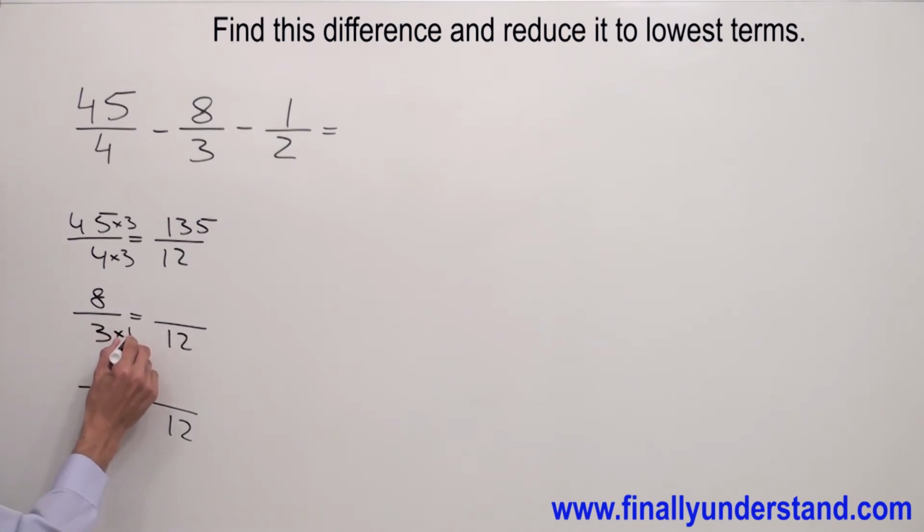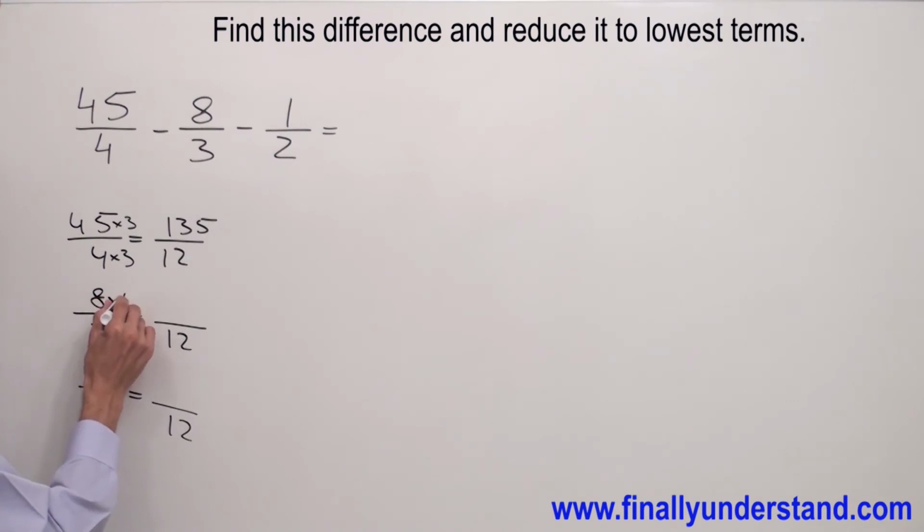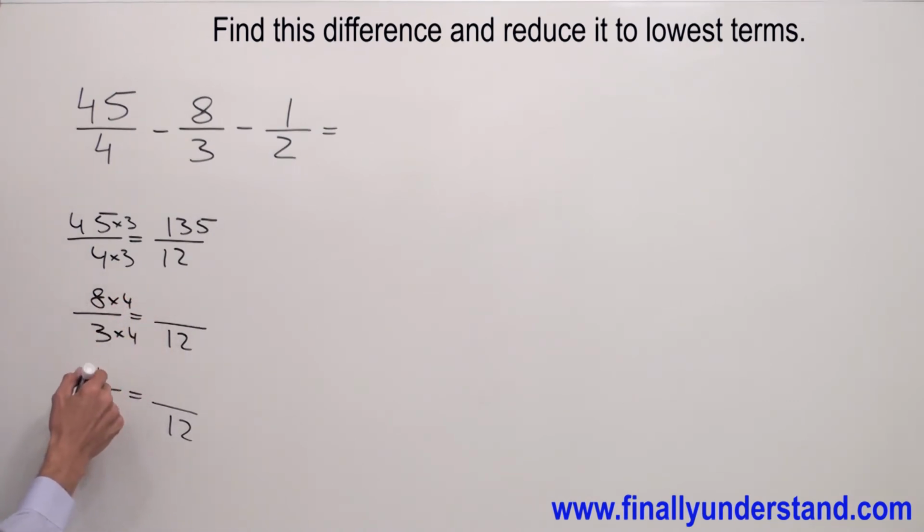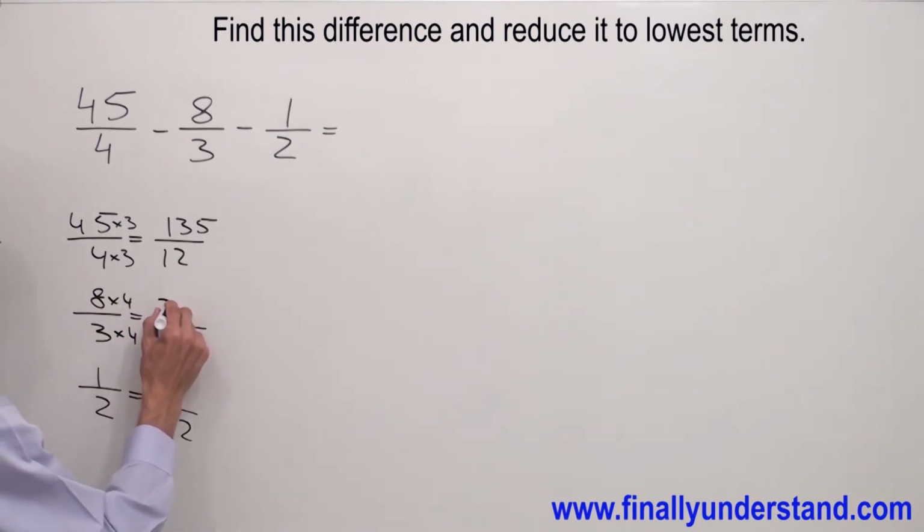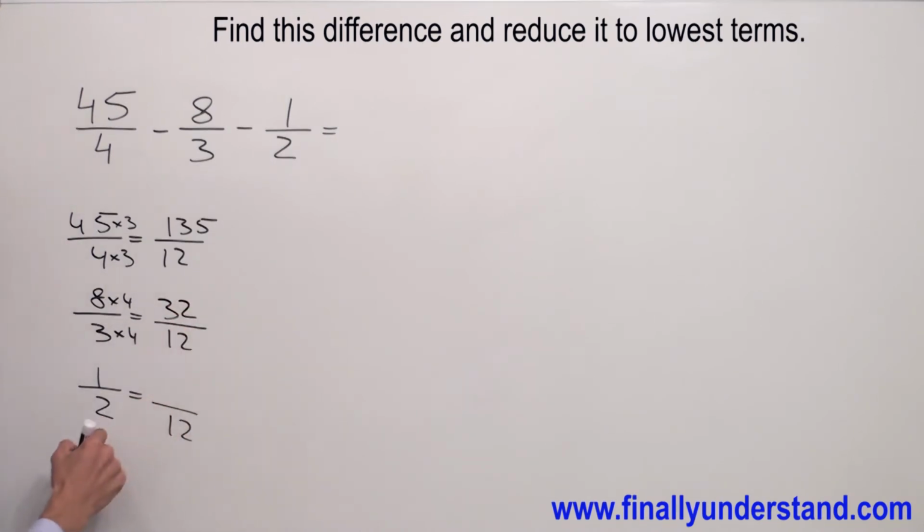By what number do I have to multiply 3 to get 12? I have to multiply by 4. Whatever I did in the denominator, I have to do also in the numerator. 8 times 4 is 32. By what number do I have to multiply 2 to get 12? I have to multiply by 6. Whatever I did in the denominator, I have to do also in the numerator. Times 6. That's why I have 6 over here.